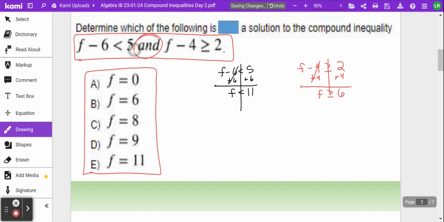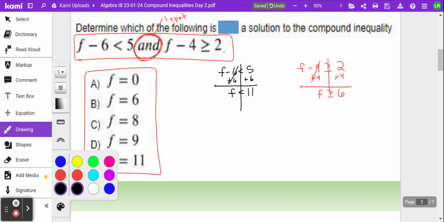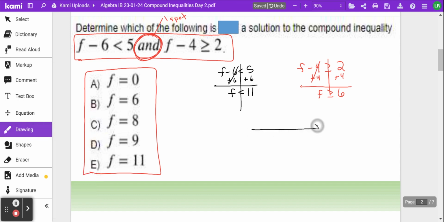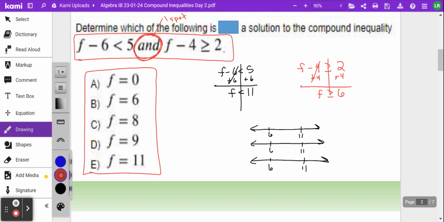Now, this is an AND statement. And with an AND statement, I'm shading at most one spot. I want to shade where they're both at. So let's draw my three graphs and let's figure out where the correct answers are. Reminder, pay attention to what number is the smallest. The smallest number is the 6. So 6 goes here, and 11 goes here. Then one at a time, let's put these on the graph.